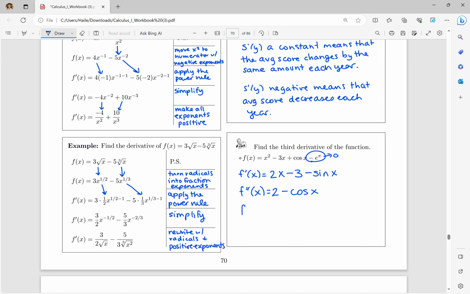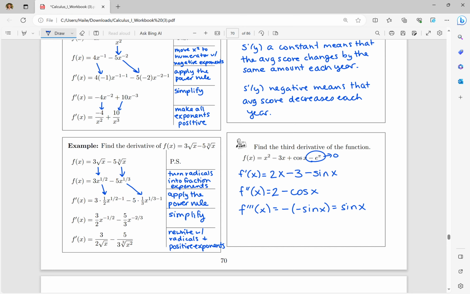Now let's look at f triple prime of x. Okay, so if we look at the first term of f double prime, we have a 2, which is a constant, so that's going to disappear, that's just 0. And the derivative of negative cosine of x is going to be negative times negative sine of x, which just gives us positive sine of x. So the third derivative of that function, f of x, is just sine of x.